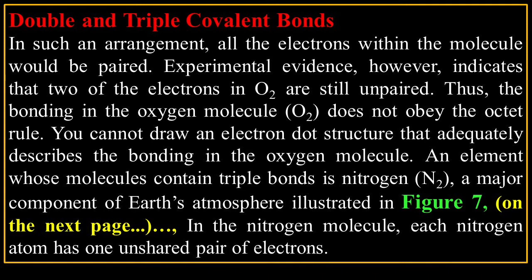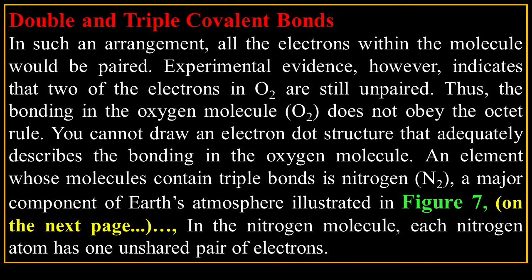In such an arrangement, all electrons within a molecule would be paired. Experimental evidence, however, indicates that 2 of the electrons in O2 are still unpaired. Thus, the bonding in the oxygen molecule does not obey the octet rule. You can draw an electron dot structure that inadequately describes the bonding in the oxygen molecule.